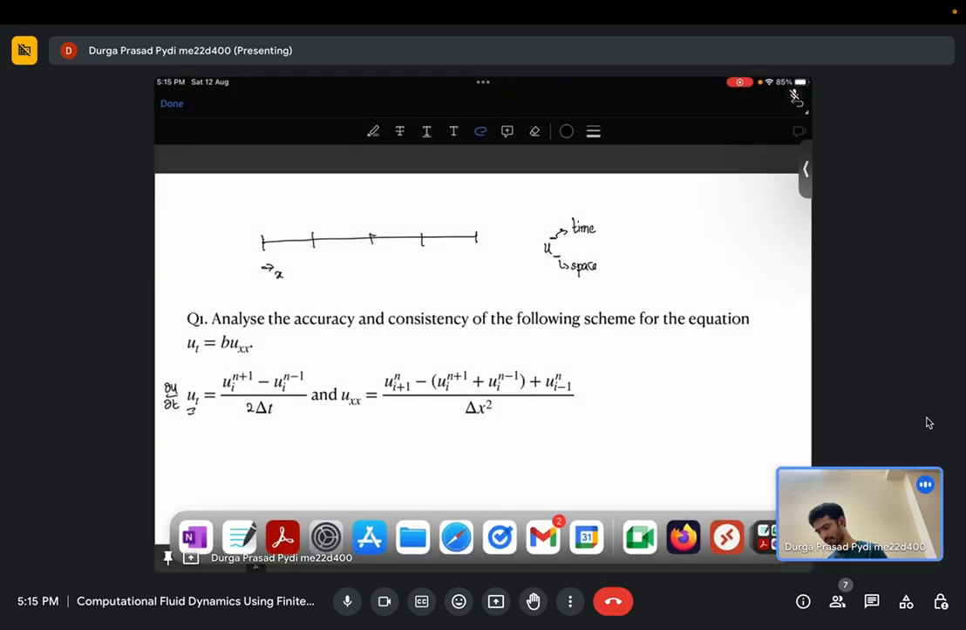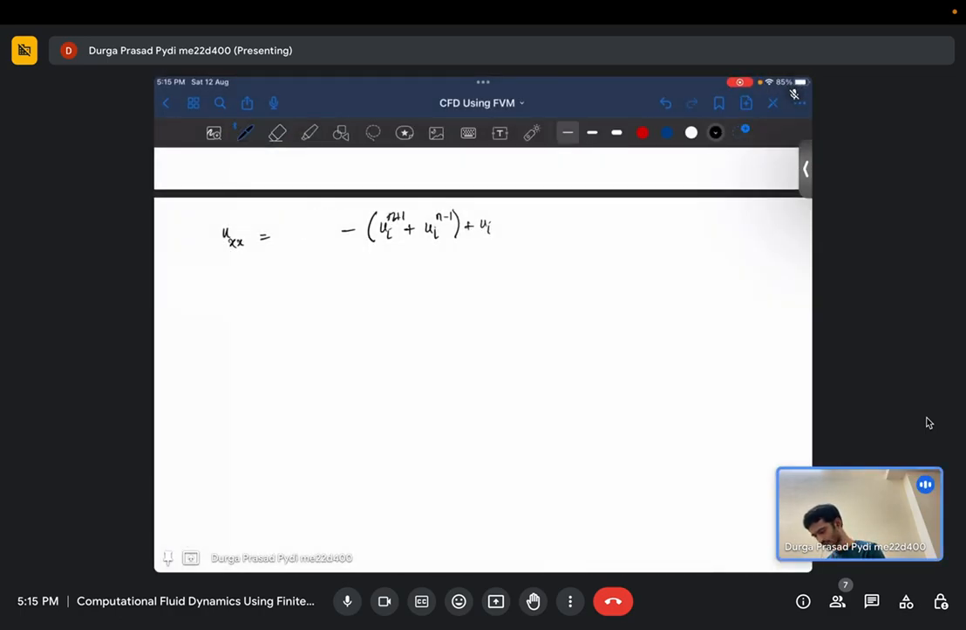Okay, it's u i plus 1. So this is essentially u i plus 1 and then you have u i minus 1 at n, divided by delta x square. So for this again we have to just take that expansion. It just takes a little time to write it, so let me just complete it.